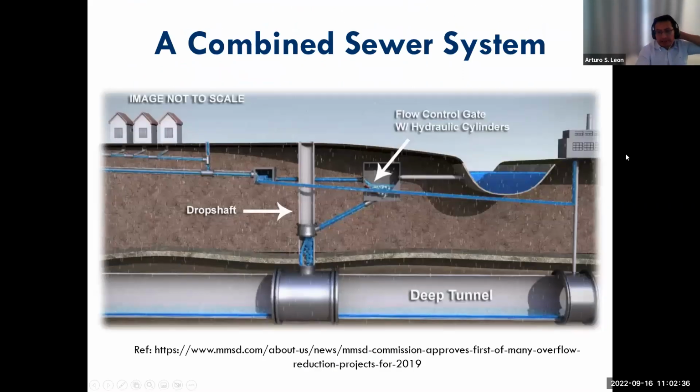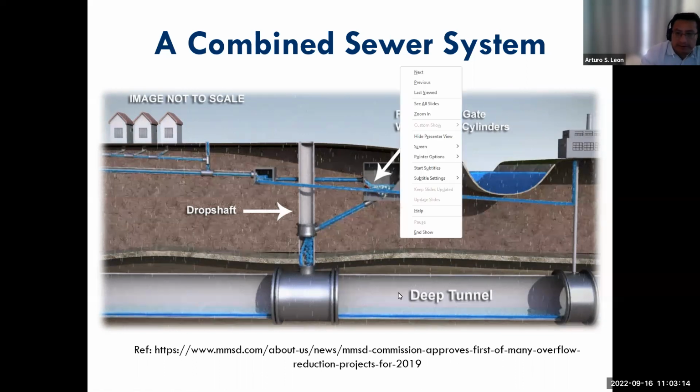So what is a combined sewer system? A combined sewer system is a system that combines in the same pipe storm water from the rain plus the sewage. So in the same pipe, they convey wastewater plus storm water. That is a combined sewer system. As you can see here, we have houses. Basically, all the sewage goes to some connectors, secondary connectors, and finally they go to a deep tunnel.